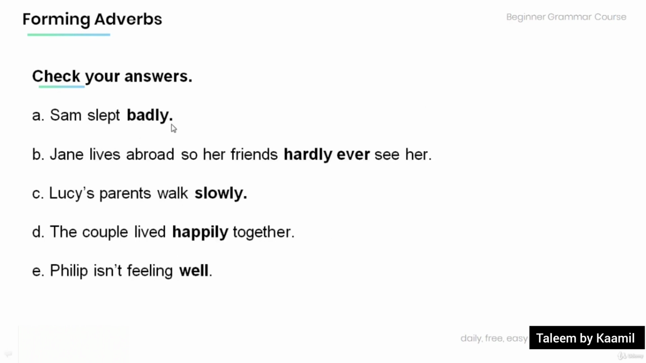Sam slept badly. Jane lives abroad, so her friends hardly ever see her. Lucy's parents walk slowly. The couple lived happily together.